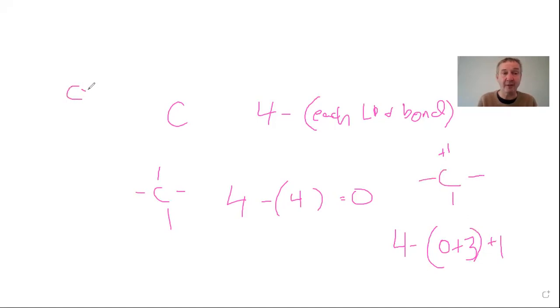However, if I have carbon like that, well, carbon's always had 4 outer shell electrons. It's got 2 lone pair electrons, and it's got 3 bonds. 4 minus 5 is minus 1.